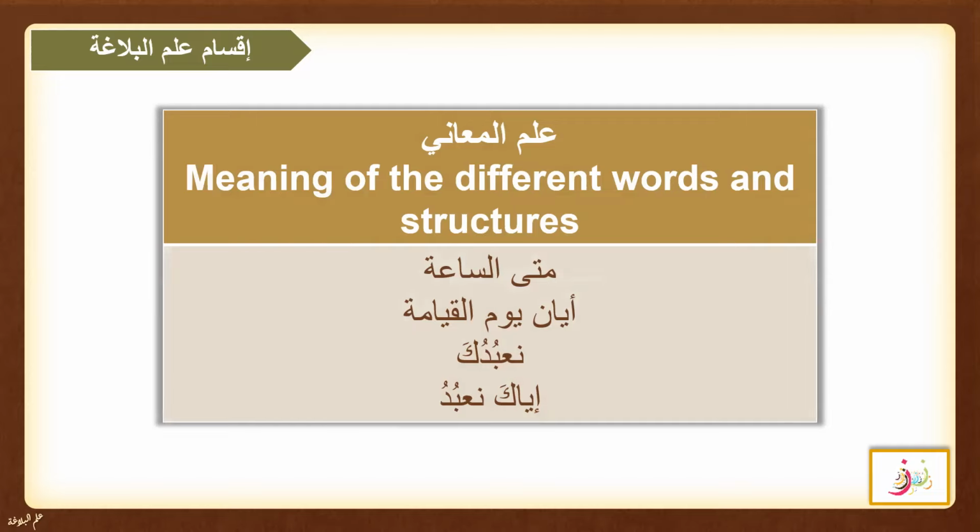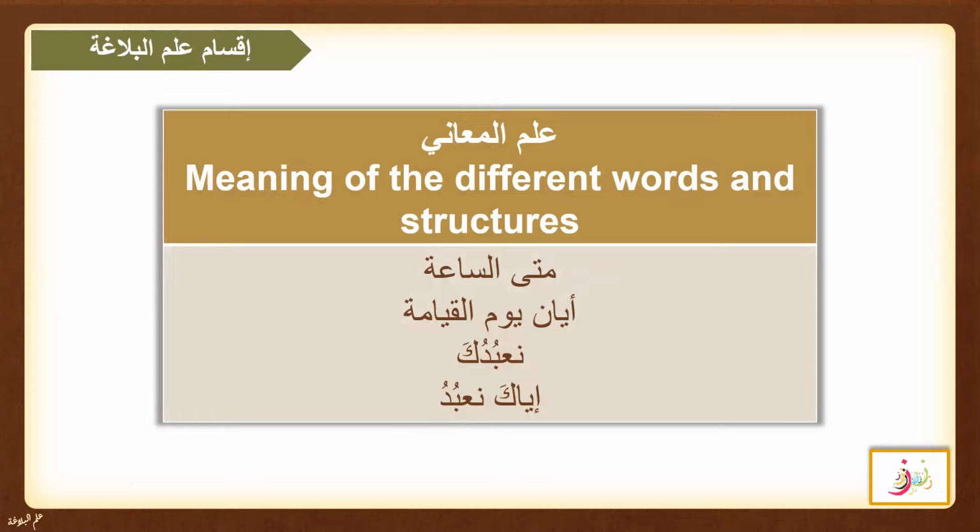Look at the examples like Mata Sa'a and Ayyana Yawmul Qiyamah. Mata and Ayyana both have the same meaning, when, but for a normal student learning the rules of nahu, it just means when. But when we are studying Balagha and learning Ilm Ma'ani, then we will be learning when these mata and ayyana are meant and used. We will see the implications of these two words, and why they are used in a certain sentence.